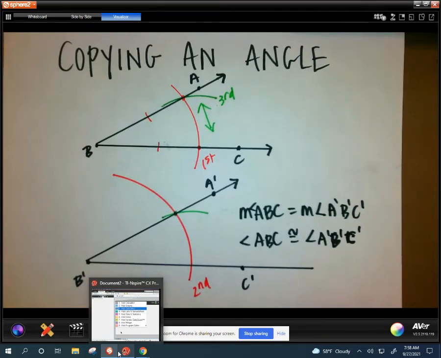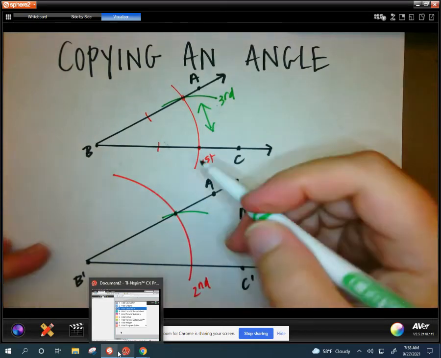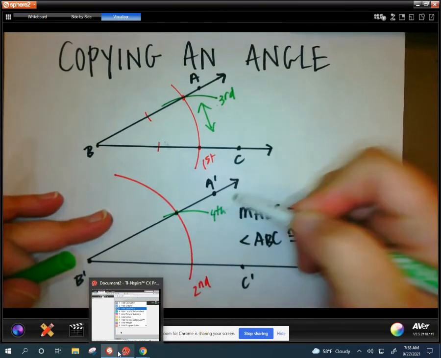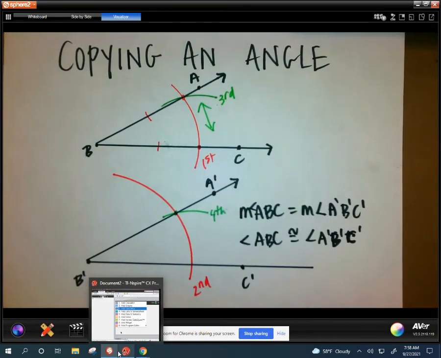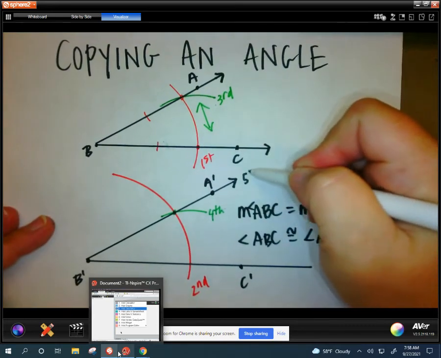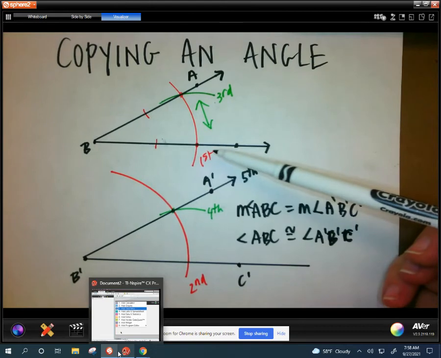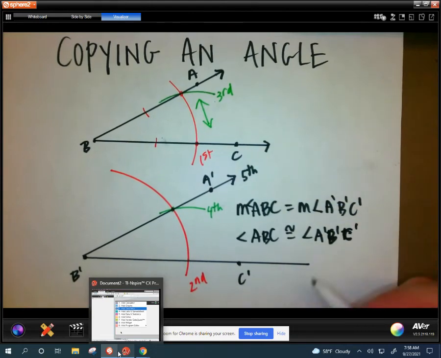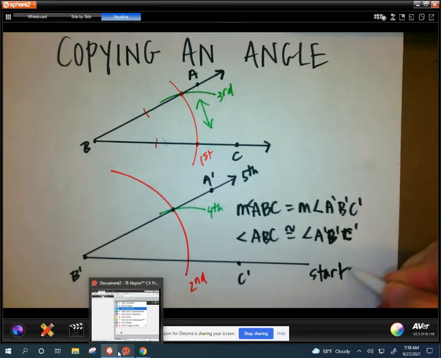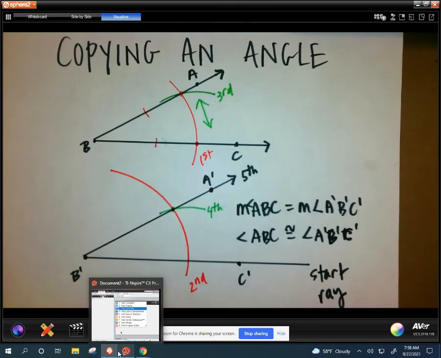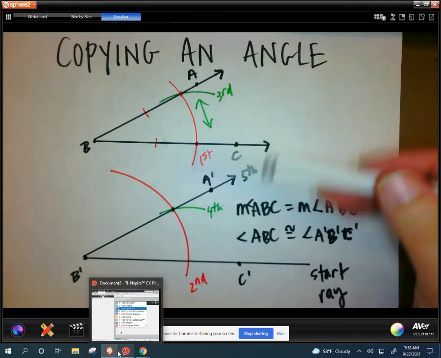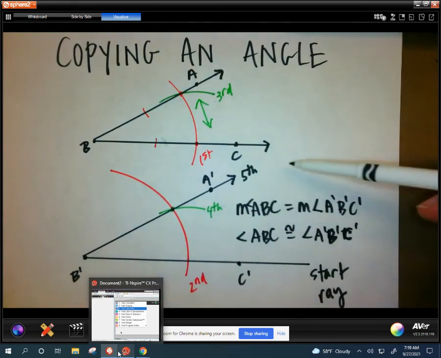This was our fourth arc, or fourth part of the construction. This was the fifth part of the construction. So if you're looking at just a still of this, I drew the angle, and actually you have to start with something here. So I had to make a start ray, and then it was this arc, this arc, this arc, this arc, draw the other ray.